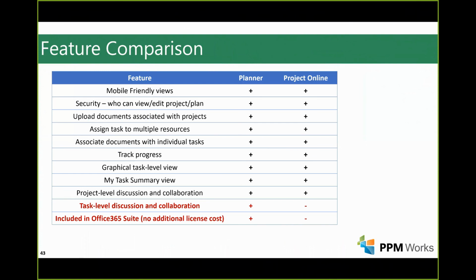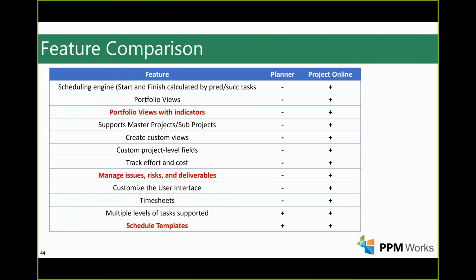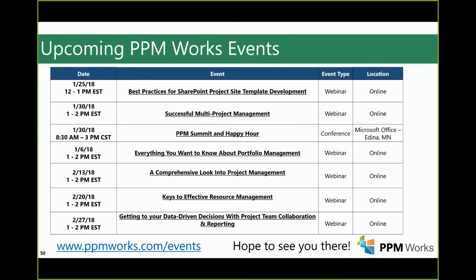So I just highlighted a couple: task level discussion or collaboration. Again, Planner, including in the Office suite, no license costs, Planner. Okay, everything else you can do in really both of them, depending on how you really want to do that. Now we start switching into the Project Online area away from Planner. If you want portfolio views with indicators, risks and issues, schedule templates, and all this successor, predecessor details of project management.